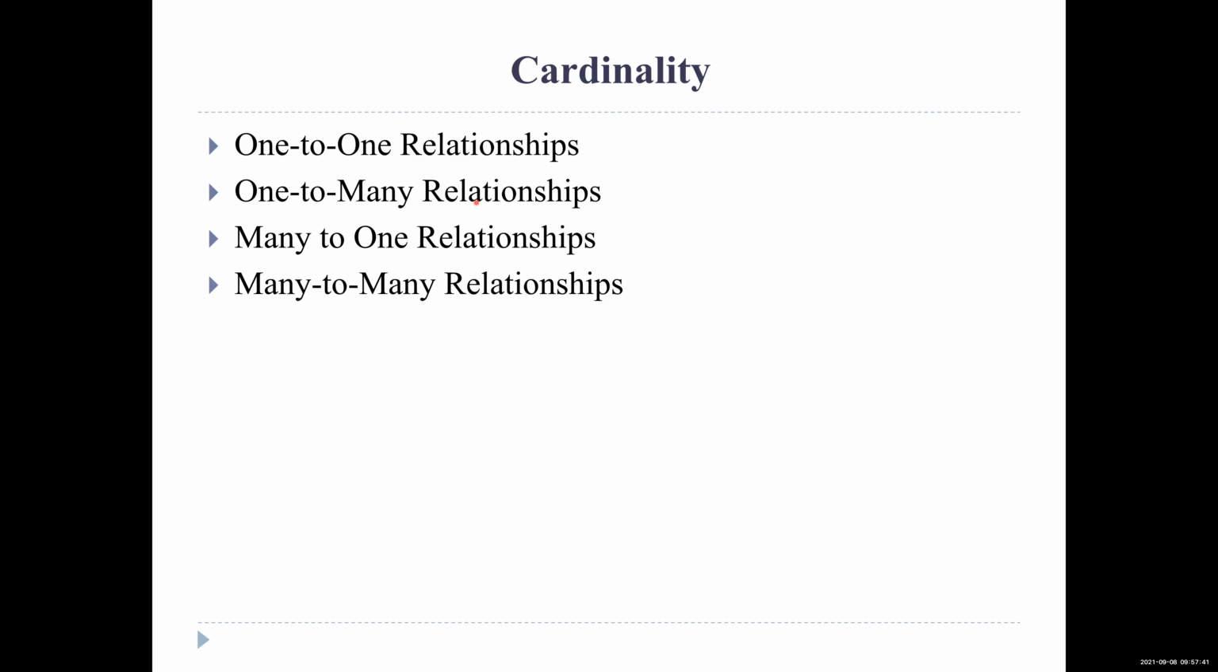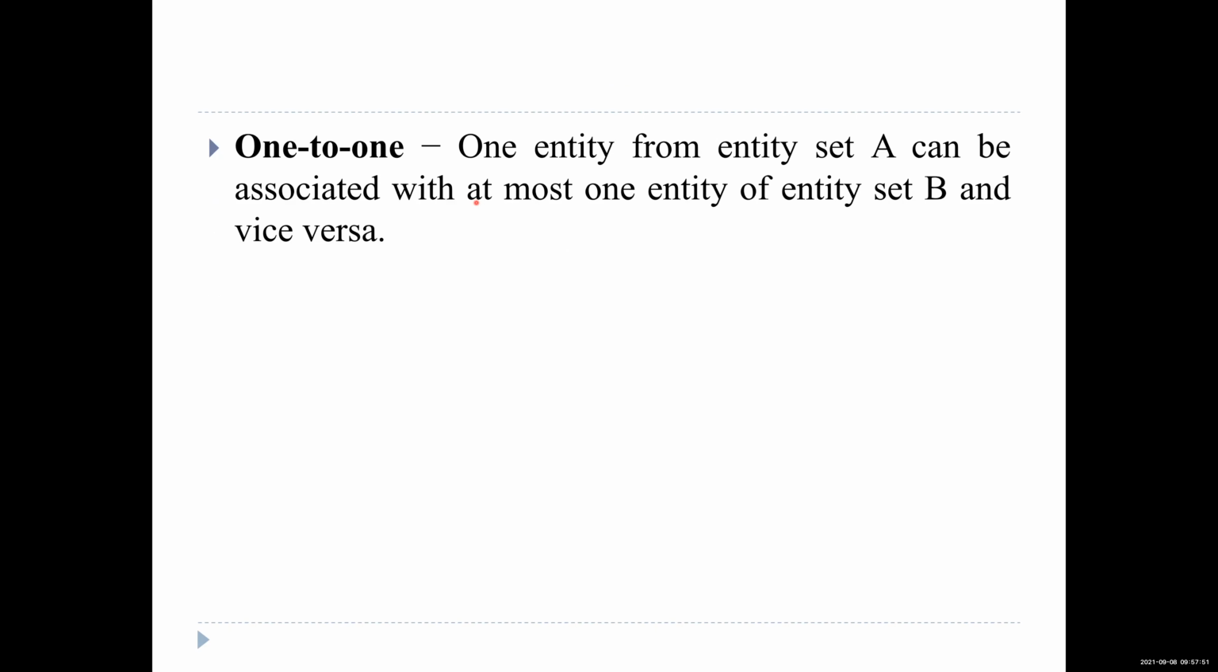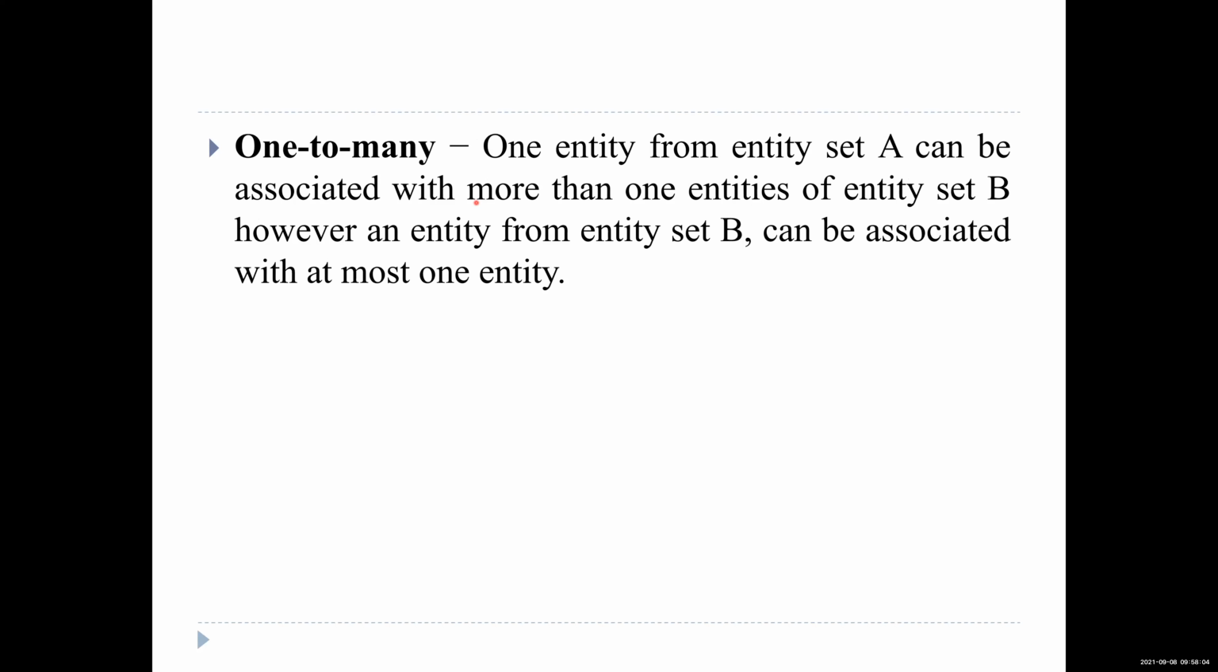So many to many. Students, you have to think accordingly about how we are going to establish relationships between all of these. Then comes, as we have discussed, that one entity from entity set A can be associated with at most one entity of entity set B and vice versa, meaning both ways around. Means 1-to-1, it should be both ways. 1-to-many, as we have discussed, entity set A can be associated with more than one entity of entity set B. However, it should belong to entity set B and can be associated with at least one of the entities.